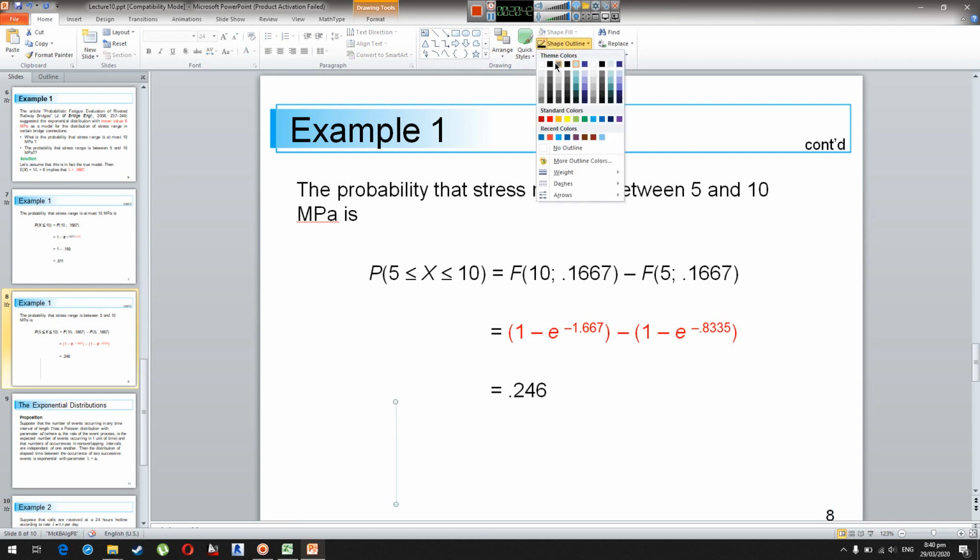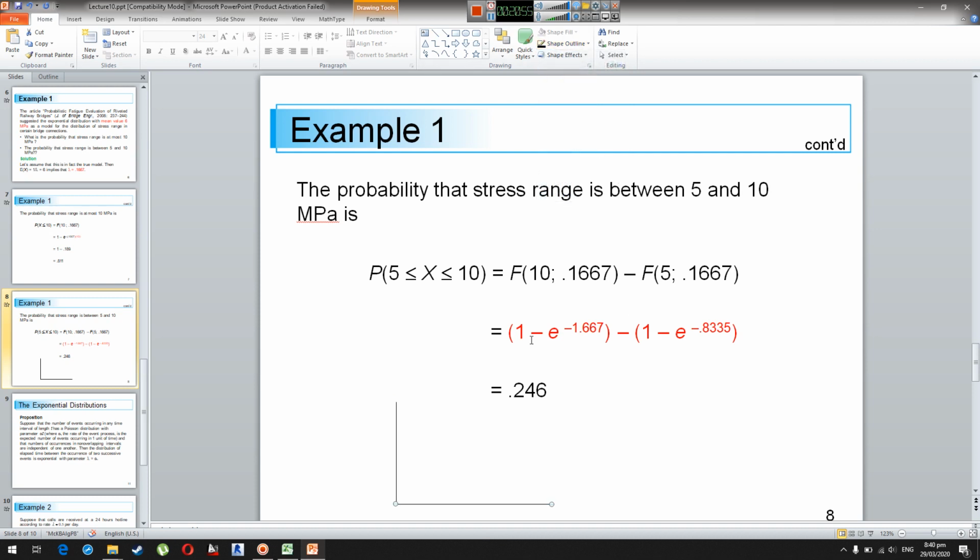Okay, we have the x-axis with the stress values, and we have the probability value on the y-axis. If I take the cumulative distribution function, it will be somehow like this.